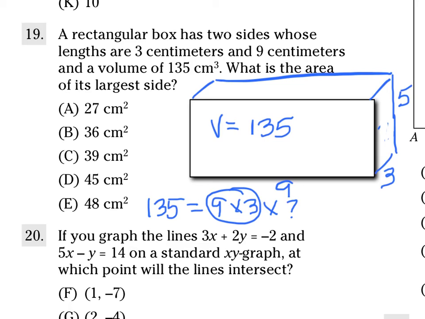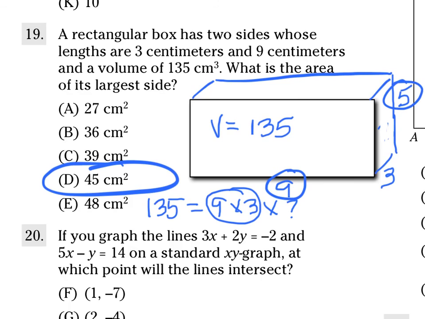So, what is the area of its largest side? The largest side is going to have the two largest dimensions and lengths on there. D, 45. And the answer would be D. That's right, 45, because of 9 times 5.